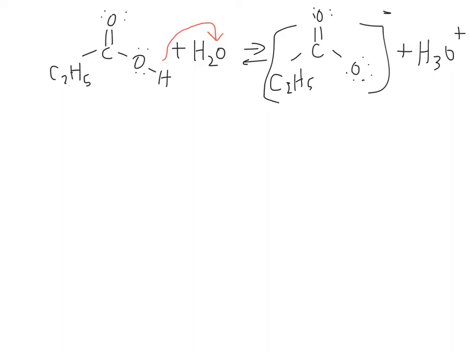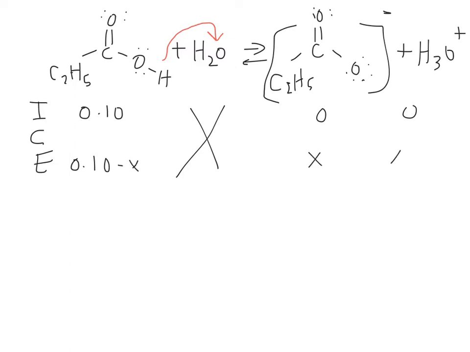So let's say that we have a 0.1 molar solution of propionic acid. We're going to have an ICE table here. 0.10 molar to start with, and we have 0 and 0, and then when the system goes to equilibrium it will be 0.10 minus X, X, and X. We can use 1.3 times 10 to the minus 5 as the value of Ka for propionic acid. That'll be equal to X squared divided by 0.10 minus X.